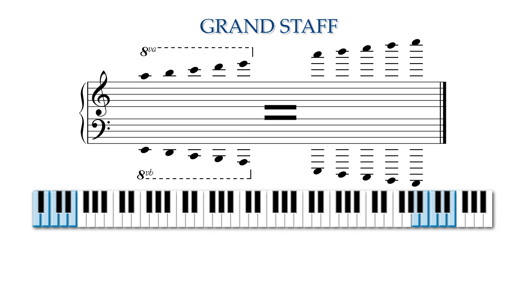However, if an excessive number of ledger lines are needed, or if an excessive number of notes need ledger lines, perhaps a change of clef or the use of the ottava or basso sign might be more appropriate. When placed above or below a note or series of notes, an ottava symbol means to play an octave above or below the written line, respectively.